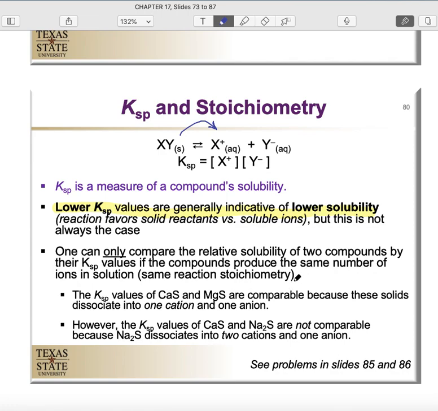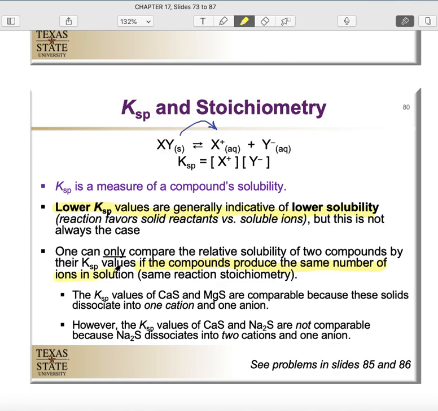Here we're saying that we cannot do the same thing for Ksps. We cannot compare all ionic compounds to see which one dissolves more, or which one has a greater solubility, just by looking at the Ksp. We can only do that comparison if we have two compounds that produce the same number of ions. That's the key thing here. Only if the compounds produce the same number of ions.